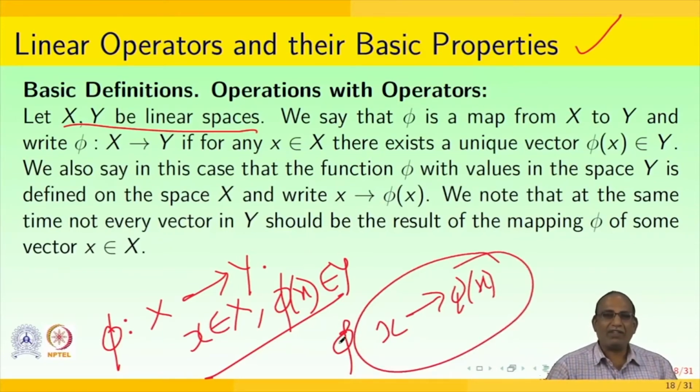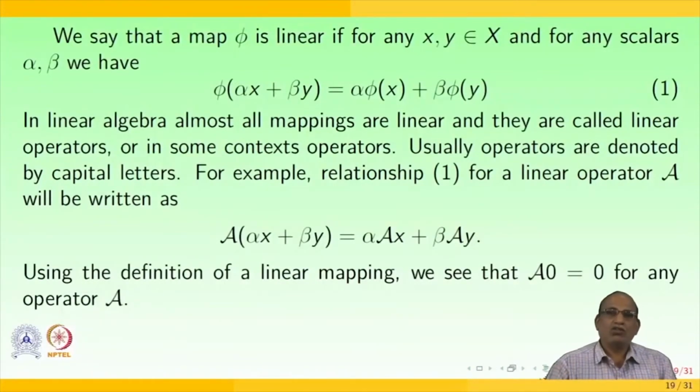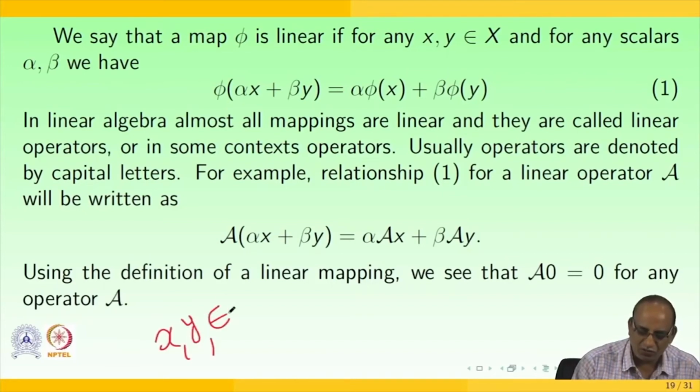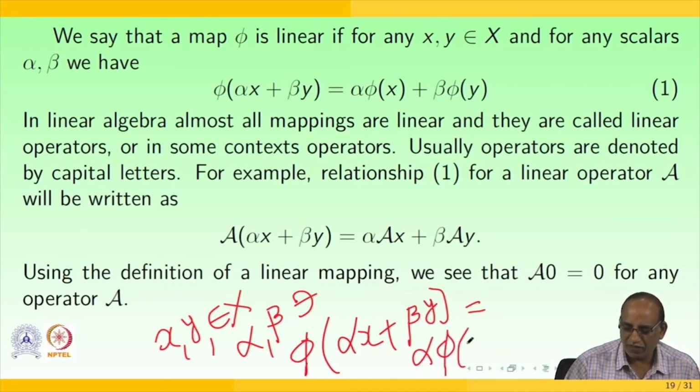We note that at the same time, not every vector y should be the result of the mapping phi of some vector small x belonging to capital X. So, we say that the map phi is a linear map if for every x, y belonging to capital X and scalars alpha, beta, phi of alpha x plus beta y is equal to alpha times phi of x plus beta times phi of y.